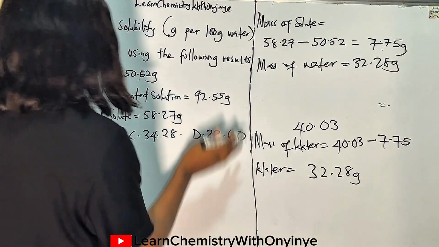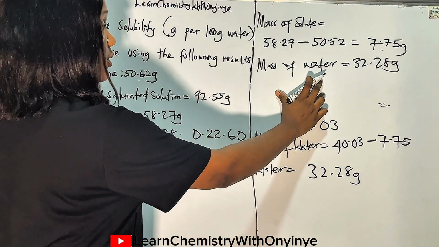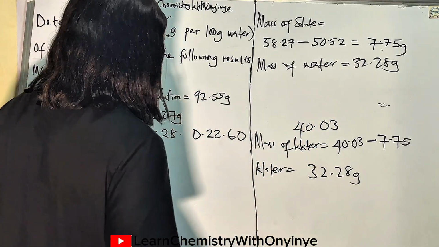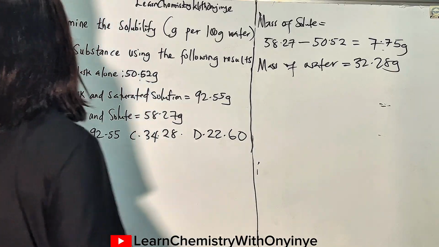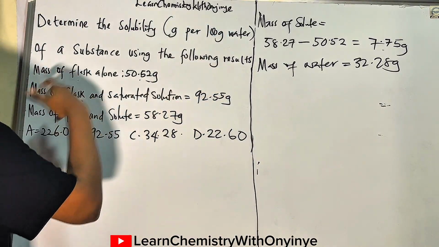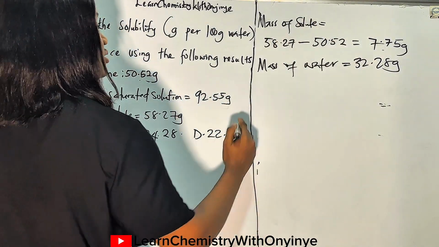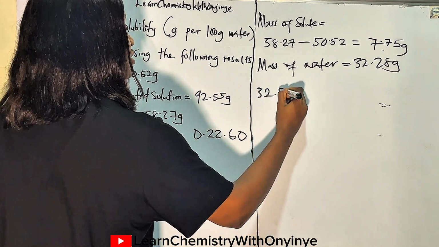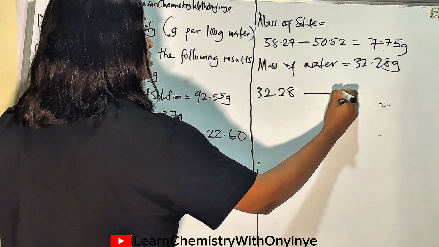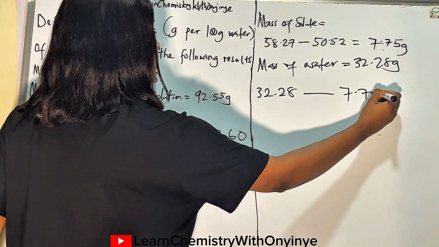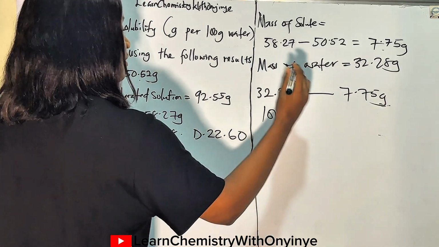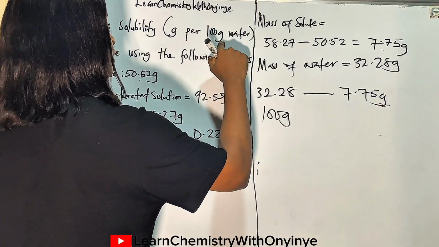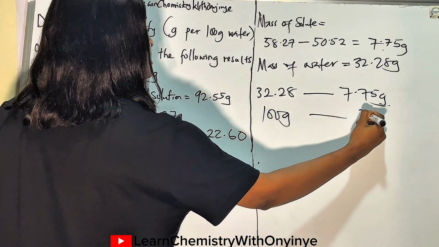You have your mass of solute and you have your mass of water, which is 32.28 gram. And this is all you need from this whole information: the mass of your water and the mass of your solute. So how do you find solubility in gram per 100 gram? For this, we needed 32.28 gram of water to dissolve 7.75 gram of solute. Now, how many gram of solute will 100 gram of water dissolve?